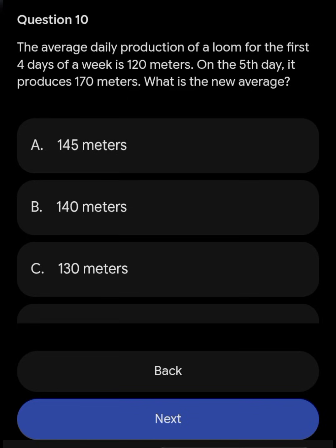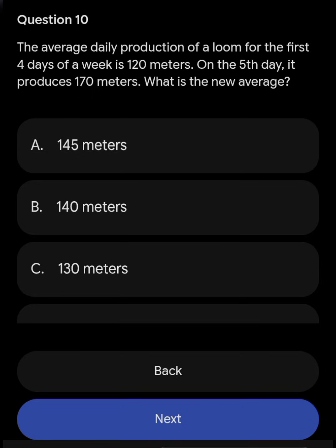Now the next question is: the average daily production of the loom is given. For 4 days it's 120, and for the fifth day it is 170. It is about the average question. Okay, so you can solve this by the conventional method, but I wanted to share some shortcut tricks with you. If this type of question comes, here there is a shortcut trick.